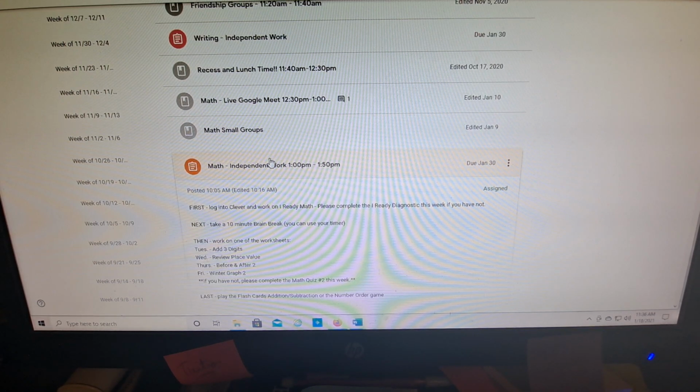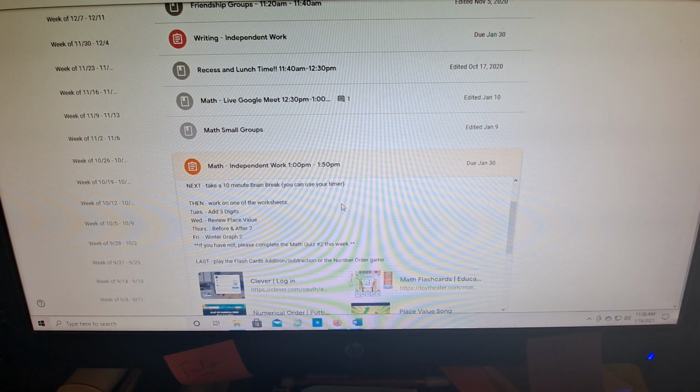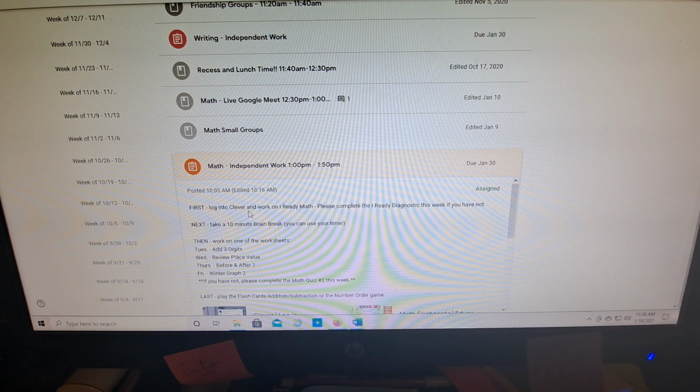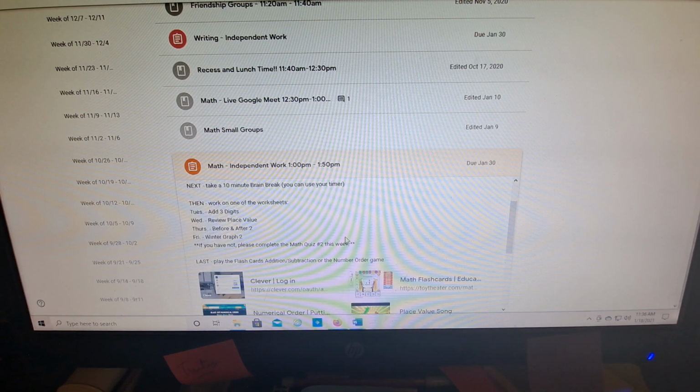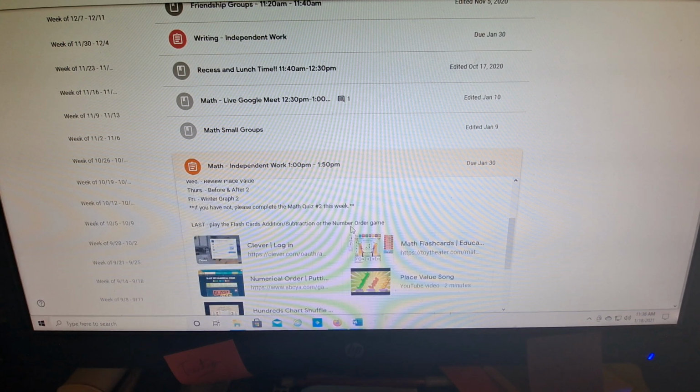And then math independent work this week. Again, during independent time, they can log into Clever and work on iReady Math. There's a couple friends that have not finished the diagnostic in iReady. That needs to be completed this week, and I will help them get logged in if they need it. Then they can take a little bit of a brain break, and then here are the worksheets. Again, I added the days to help make it a little bit easier. So Tuesday, Wednesday, Thursday, Friday.